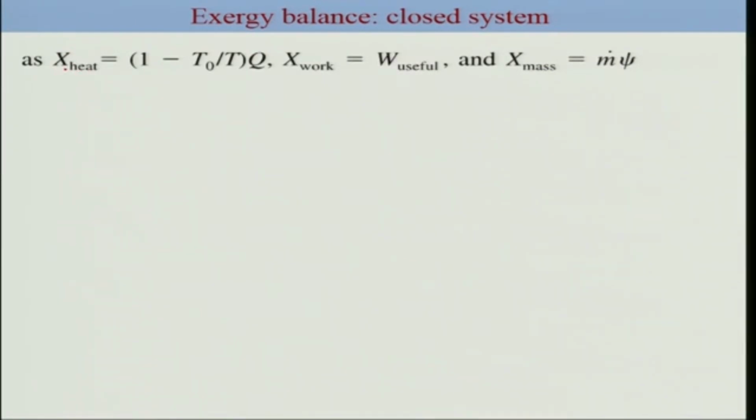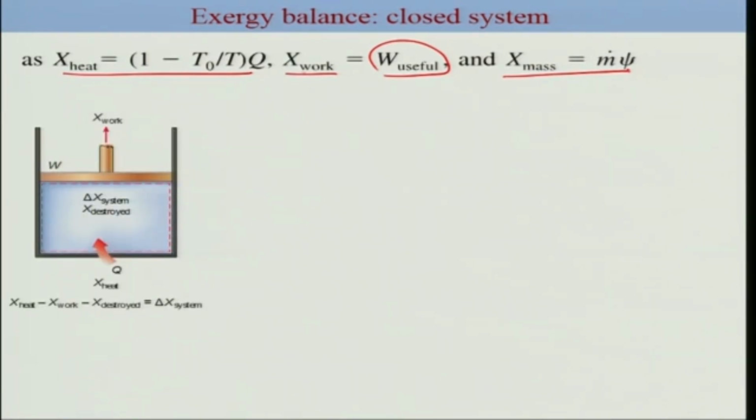Now the exergy of heat is very clear, we write it in this form. Exergy of work would be the useful work: W for shaft and electrical work, otherwise W minus W boundary for the boundary work, where the system involves boundary work. And X mass is simply mass times the exergy of the flowing fluid. Now what we can do is carry out this analysis of the exergy balance for the closed system. We have considered a closed system here, which means the mass contribution is not there.